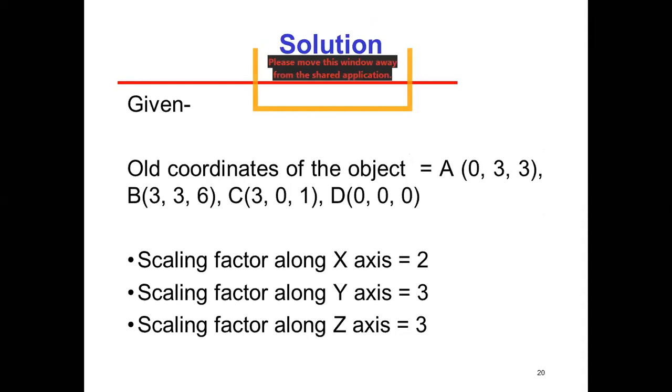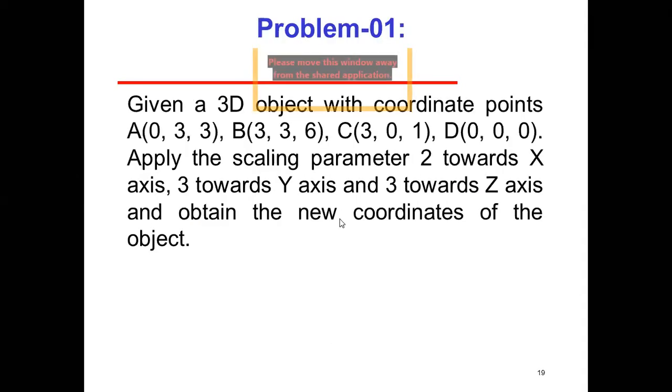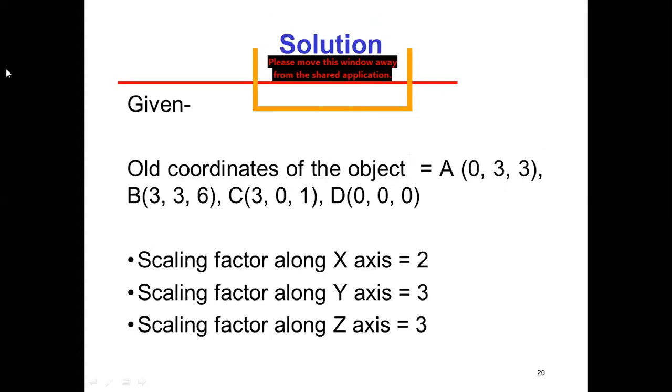Now you can see the old coordinates of the object are available: vertex A (0, 3, 3), B (3, 3, 6), C (3, 0, 1), D (0, 0, 0). So these are the initial coordinates, which we can also call the old coordinates. The scaling factors are already provided in the problem: along the x-axis 2, along the y-axis 3, along the z-axis 3. You can see this is given.